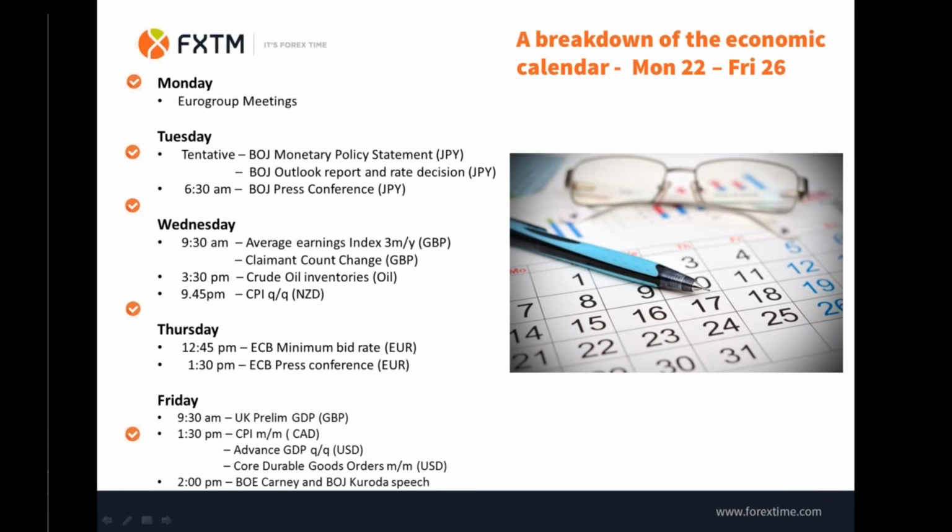On Tuesday, we have the Bank of Japan policy meeting and press conference. Markets expect the central bank to leave monetary policy unchanged. On Wednesday, we have the all-important average earnings in the United Kingdom. Market expectations are for average earnings to increase by 2.5% over the 3-month period.